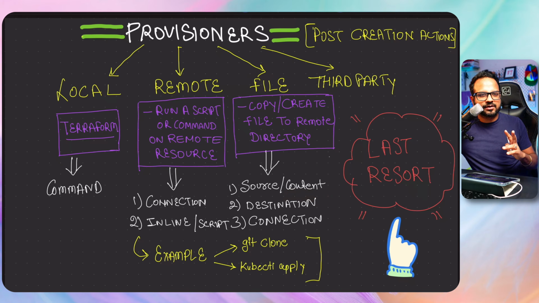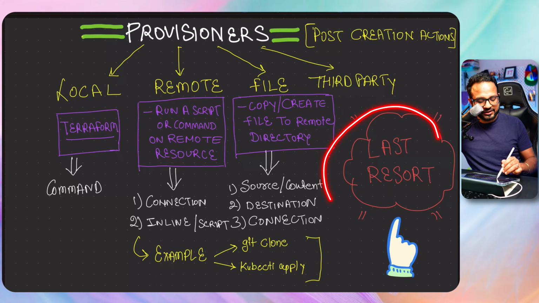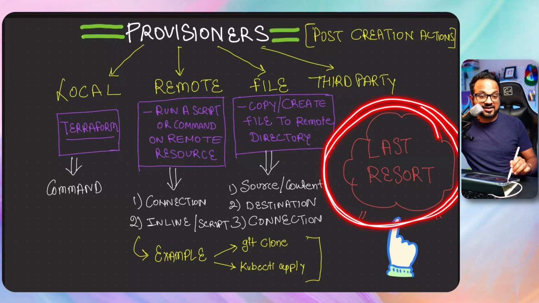That's like these, you have to provide either of these things, but destination and connection are mandatory fields. There are some third-party provisioners as well, but Terraform does not recommend you to use it, or not Terraform, HashiCorp does not recommend you to use it. In fact, as per HashiCorp, you should not be using provisioners if there is any other option available, and provisioners should be used as a last resort.